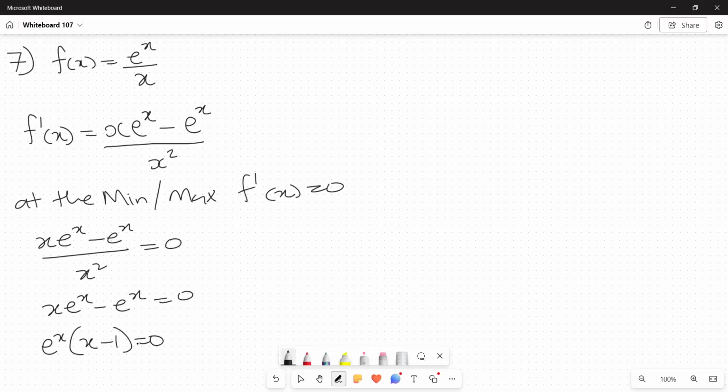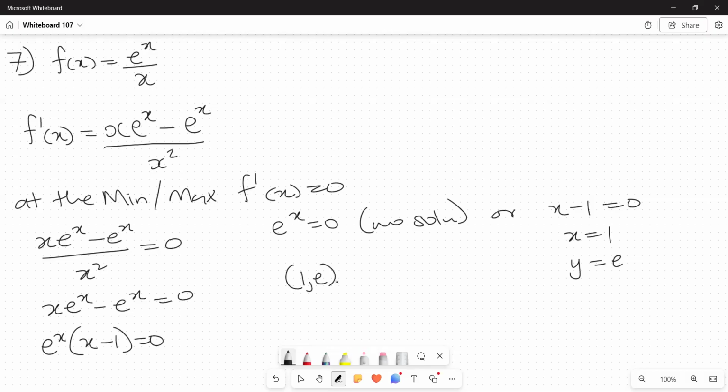Right, then what we do is we solve this. This means e to the power of x is equal to 0. This has no solution. Or x minus 1 is equal to 0. So this means x is equal to 1. Okay, so if x is equal to 1, we can find the y coordinate. We substitute. We have e to the power of 1 over 1. So we have e. So our critical point is the point (1, e).